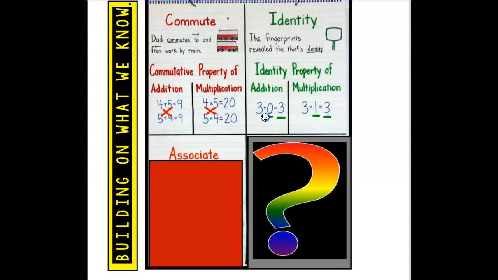Our next property is the associative property. So again, we think about what does the word associate mean? What did we do in class when we were talking about the associative property? Teachers pause and students with your elbow partner discuss what was the associative property.